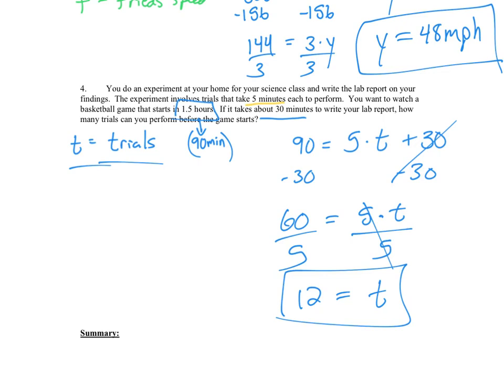So again, if we think about this, the 90 minutes is made up of trials plus the lab report, which is equal to the total amount of time we have. So that's where we got the equation from. Don't forget we have to label the variables. And that's all we got for today.